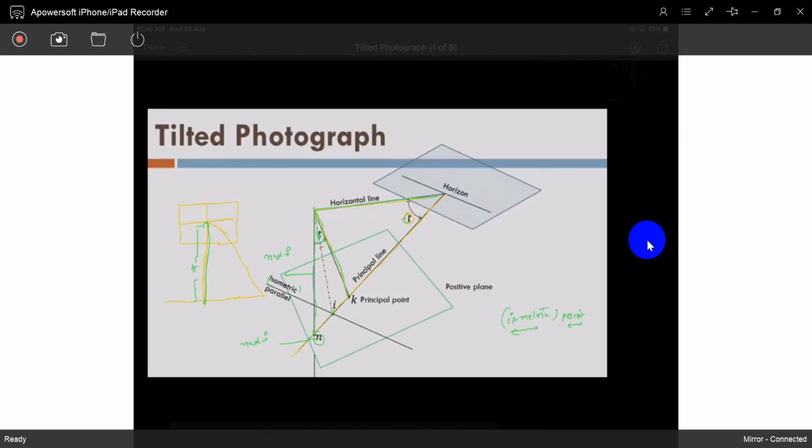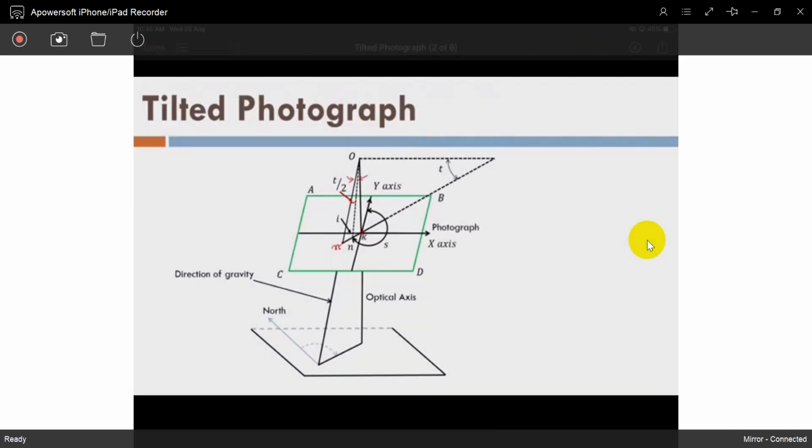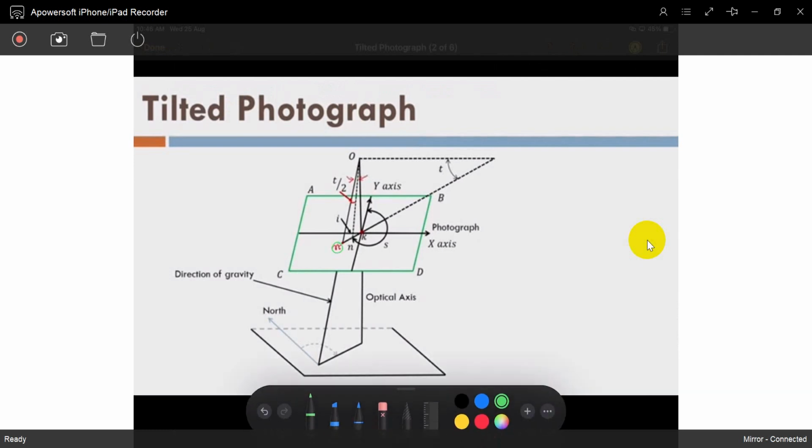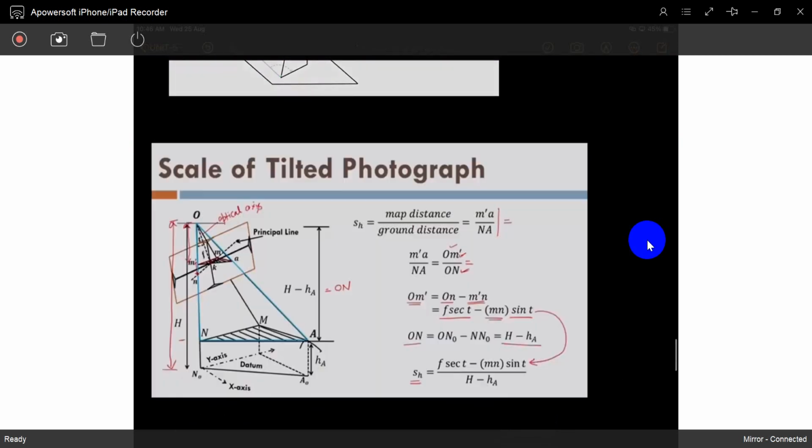So this is a tilted photograph. This is another point, this is another point, and this is the principal plane. The picture will come like this. This is the optical axis. This is a photograph, this is T, this is A. So that is enough explanation. Now we come to this.